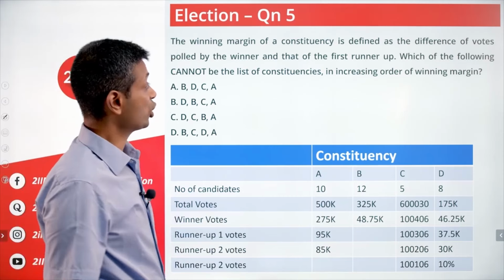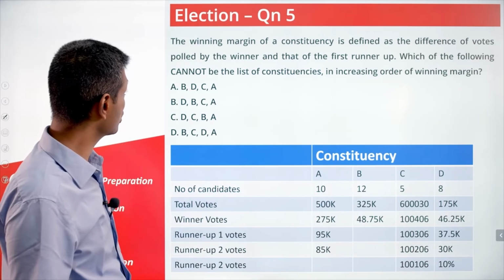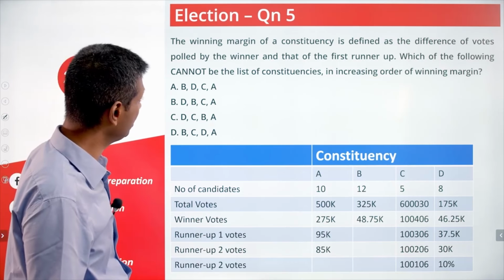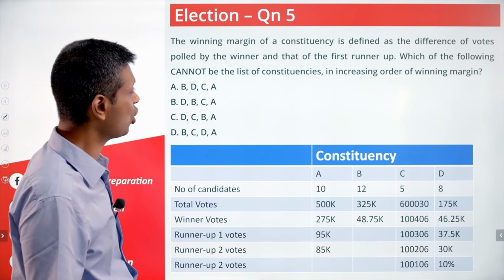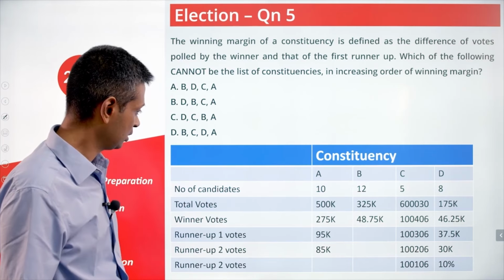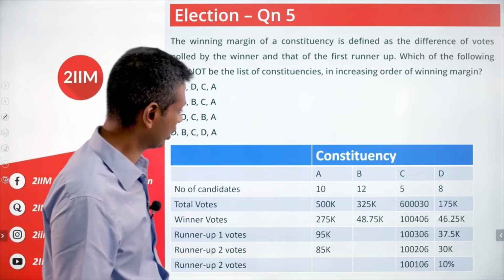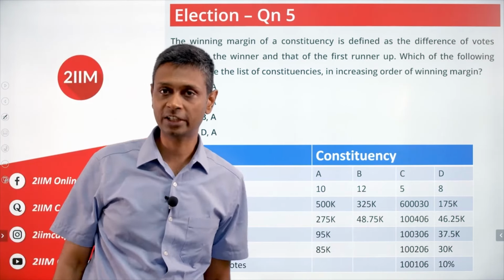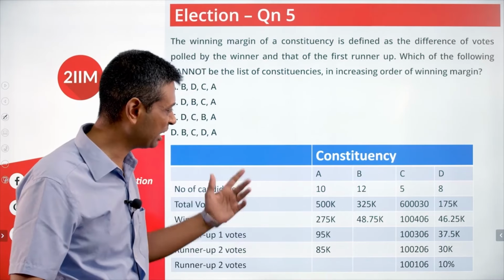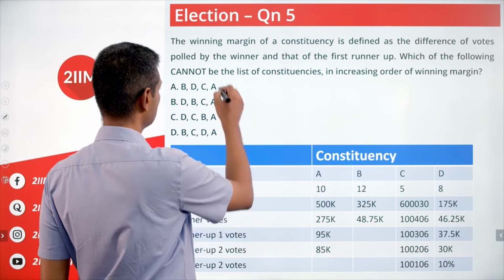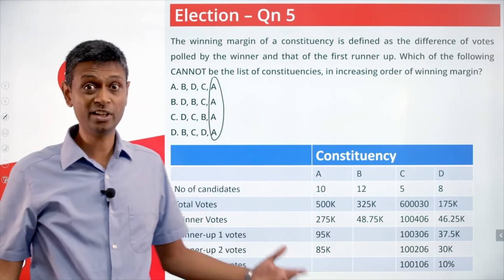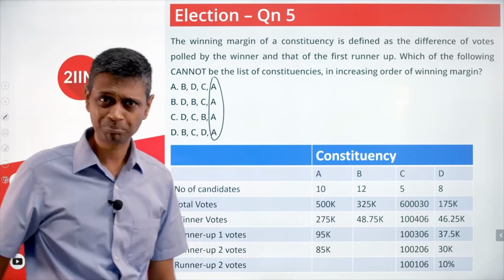The winning margin of a constituency is defined as the difference of votes polled by the winner and that of the first runner-up. Which of the following cannot be the list of constituencies in increasing order of winning margin? First of all, winning margin for A is huge, gigantic. 275,000 minus 95,000. So just 180,000. A has got to be the last. Okay, that part is done. Easy inference, therefore it doesn't help us at all.